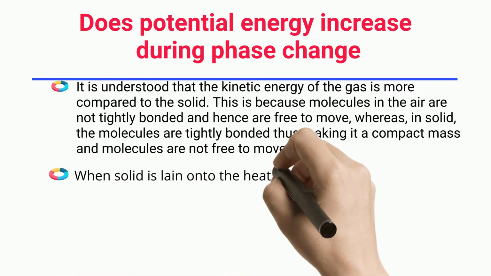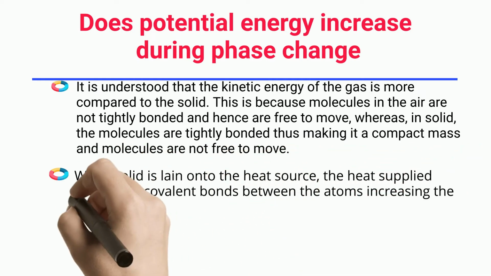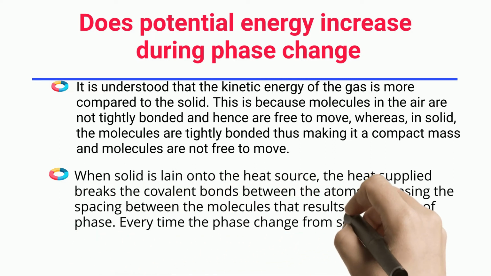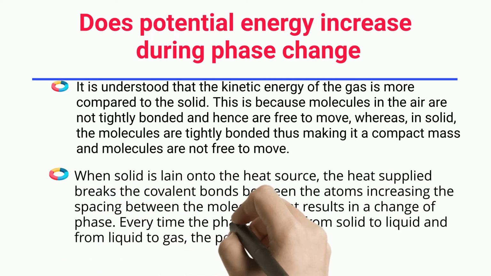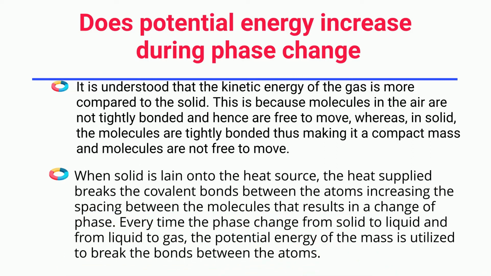When a solid is laid onto a heat source, the heat supplied breaks the covalent bonds between the atoms, increasing the spacing between the molecules, which results in a change of phase. Every time the phase changes from solid to liquid and from liquid to gas, the potential energy of the mass is utilized to break the bonds between the atoms.